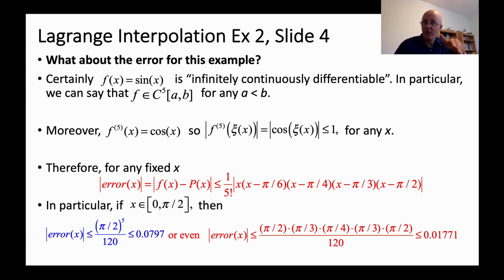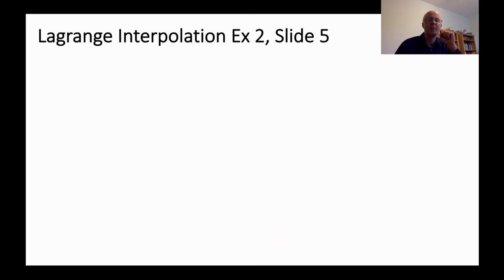X minus pi over 4 is bounded above by pi over 4 in absolute value when x is between 0 and pi over 2. X minus pi over 3 is bounded above by pi over 3 in absolute value, and x minus pi over 2 is bounded above by pi over 2 in absolute value. This gives us a little bit better estimate. The error in absolute value is going to be less than or equal to 0.01771 as a guarantee from this theorem. What actually happens, though?